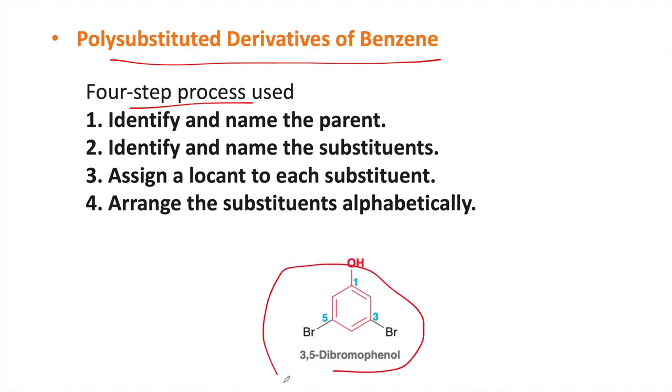But in the case of polysubstituted derivatives of benzene, we use a 4-step process to name this kind of polysubstituted benzene derivative. First, you have to identify and name the parent. Second, you have to identify and name the substituents. Then you have to assign a locant to each substituent, and fourth, you have to arrange the substituents alphabetically.